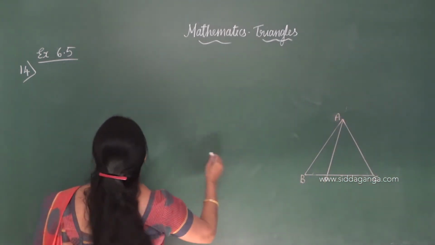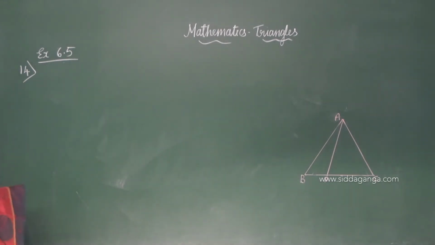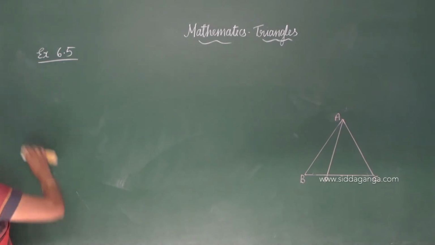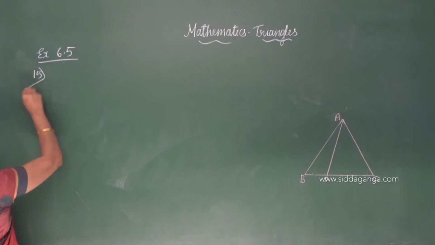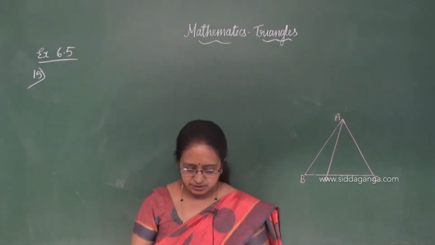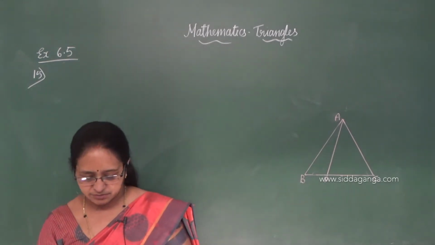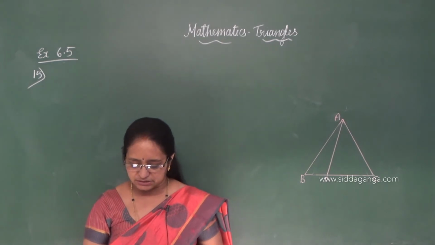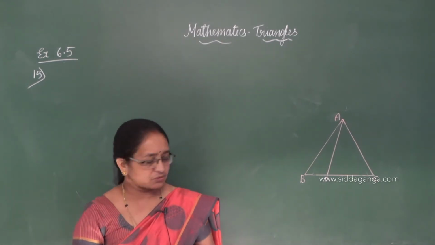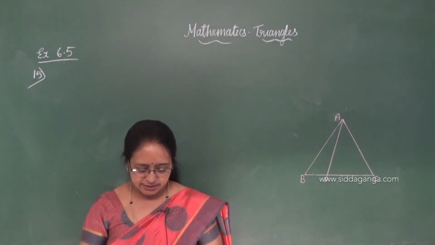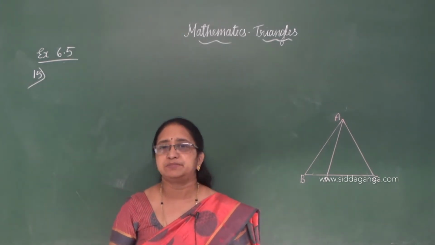So 15th one. I will read out the 15th question for you. In equilateral triangle ABC, D is a point on the side BC such that BD is equal to 1 by 3rd of BC. Prove that 9AD square is equal to 7AB square.